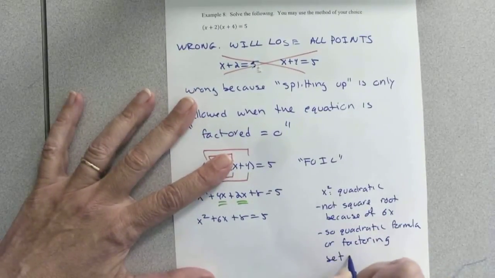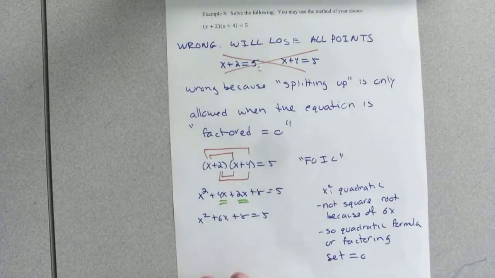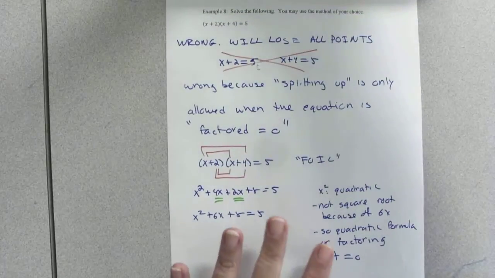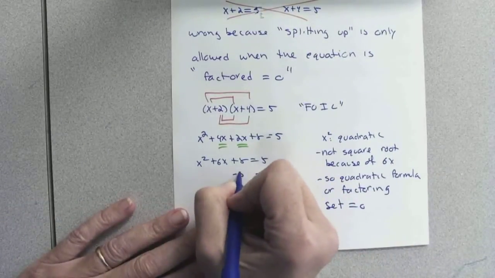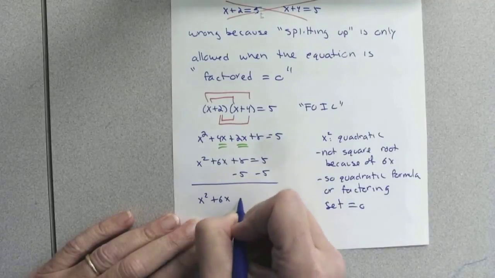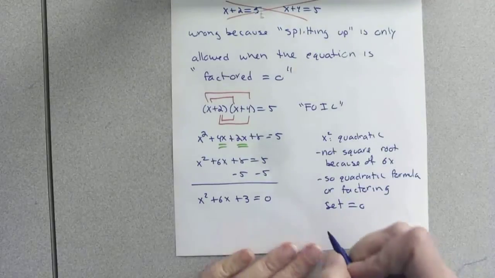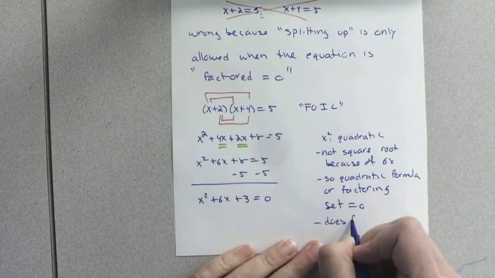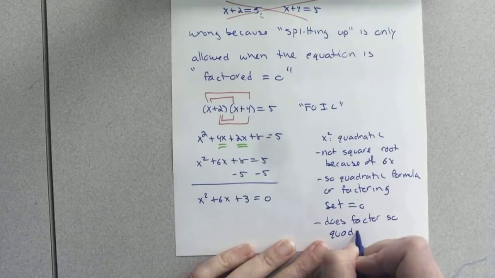So those guys, both of those require me to set it equal to 0. So again, just thought process. You're not writing that down. That's just your thought process. So setting it equal to 0, I'll subtract that 5, and I get x squared plus 6x plus 3 equals 0. And then you look at it for just a little bit, determining whether you can factor it or not. It doesn't factor. So I'm going to use the quadratic formula.